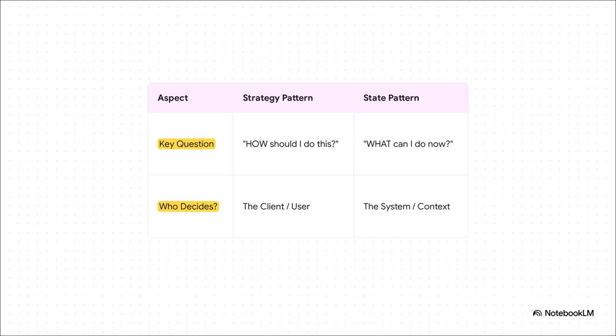Okay, quick sidebar, because this is something that trips a lot of people up. The strategy pattern can sometimes get confused with another one called the state pattern. The easiest way to tell them apart is to think about who's in the driver's seat. The strategy pattern answers the question, how should I do this? And the user decides. They pick PayPal or credit card. The state pattern answers, what can I do now? And the system decides that, like an order state changing from pending to shipped.